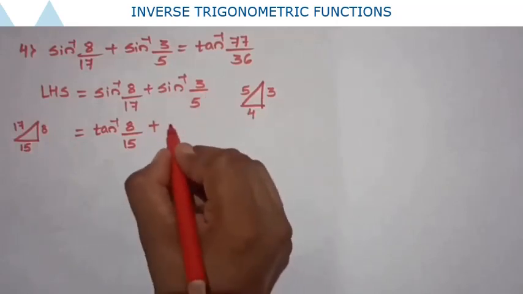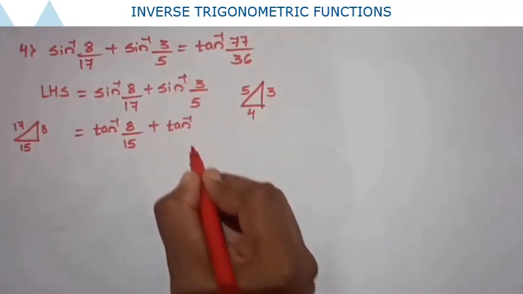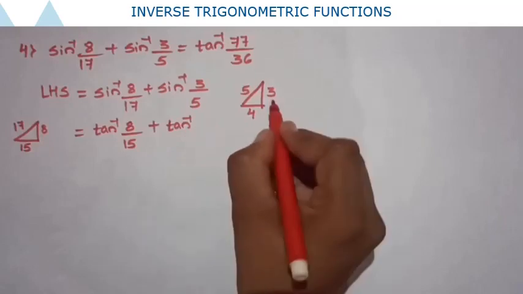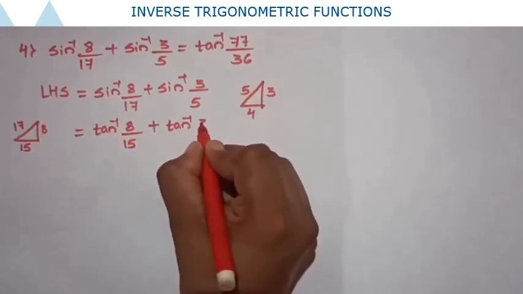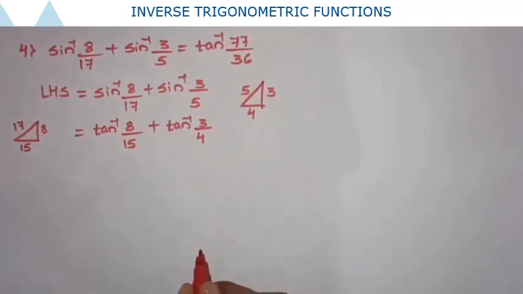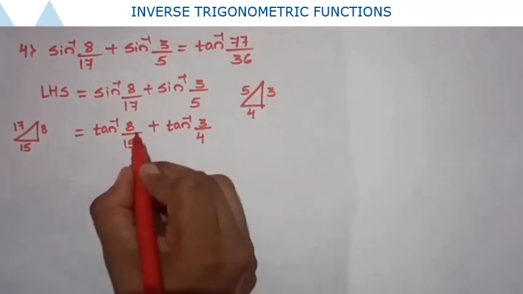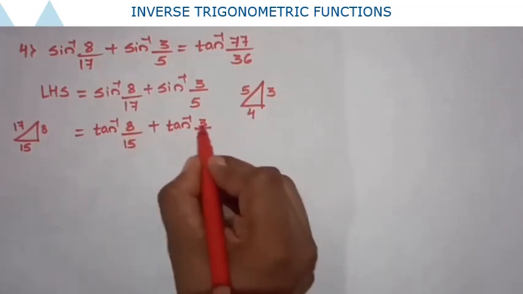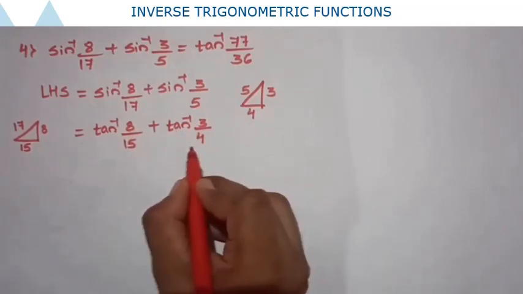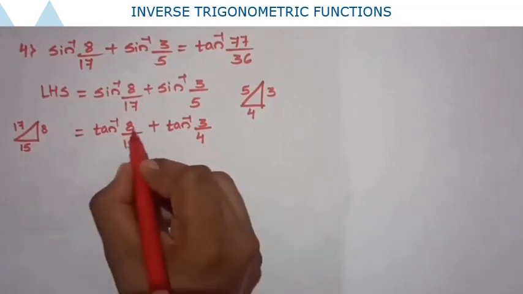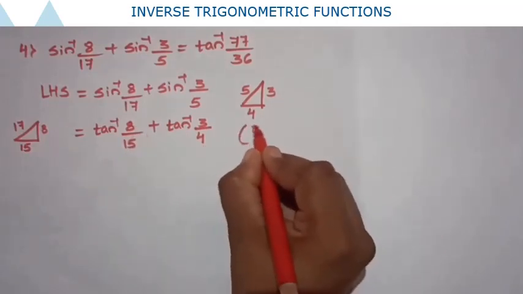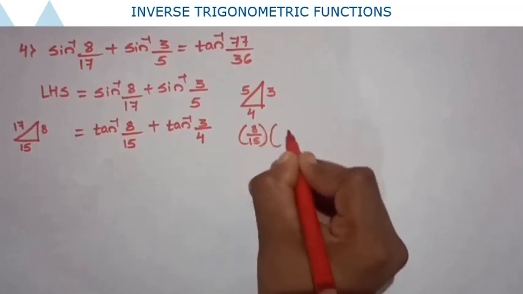Therefore sin inverse 3 by 5 in terms of tan inverse of, opposite by adjacent side, that becomes 3 by 4. Now we can use the formula tan inverse x plus tan inverse y, when it is possible, when x into y should be less than 1. What is x here? x is 8 by 15, y is 3 by 4.